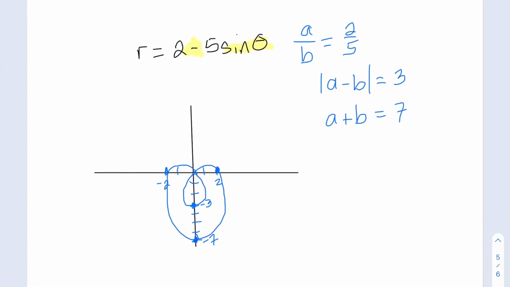Hopefully that makes sense in terms of how we now numerically use the A and B values in order to graph a more accurate version of the general shapes that we looked at in our last video.